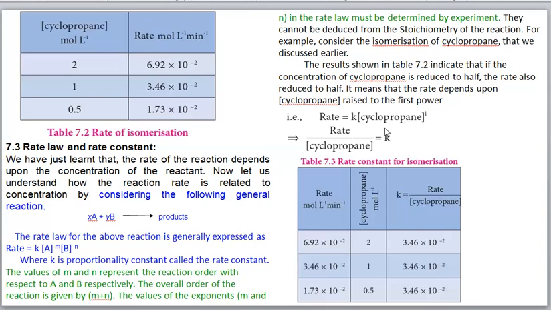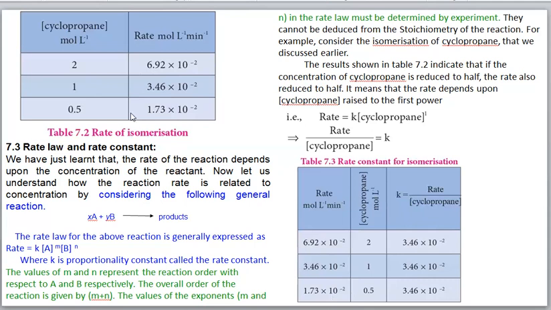Then, from this we can also find the rate constant using the k value. Rate constant equals rate divided by the concentration of cyclopropane. You see here, these values are obtained from this equation: k is equal to rate divided by concentration of cyclopropane. When this rate value is divided by 2, we get 3.46 into 10 to the power minus 2. That is written here. Then, for the concentration 1, when this rate value is divided by 1, we get the same value.